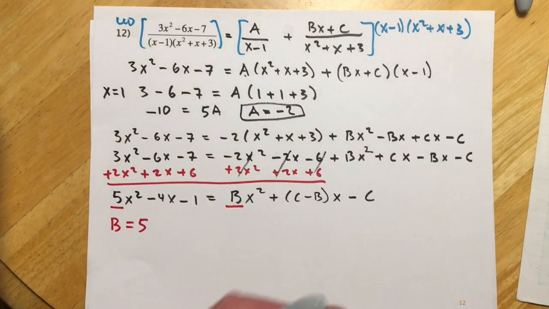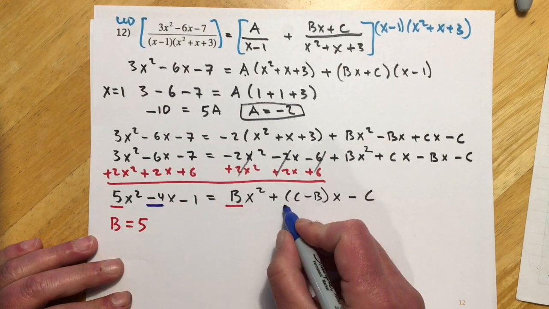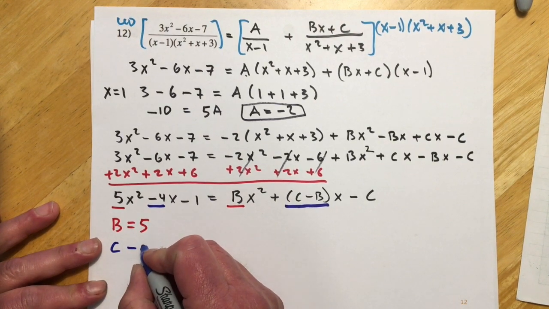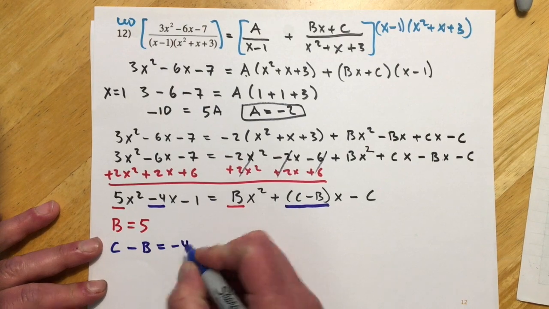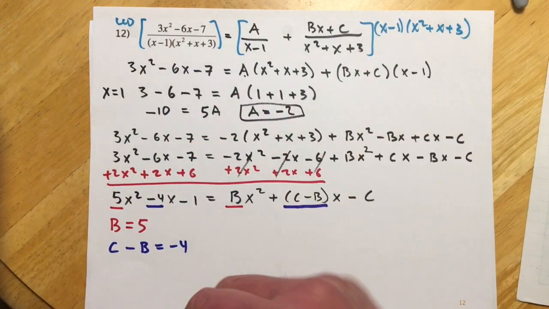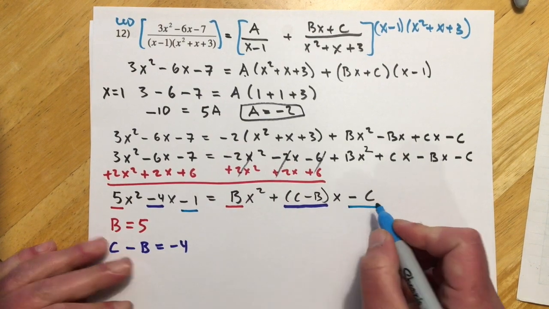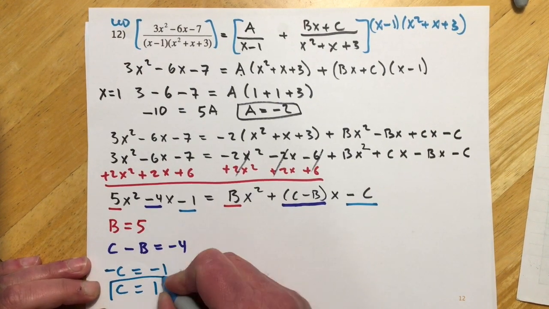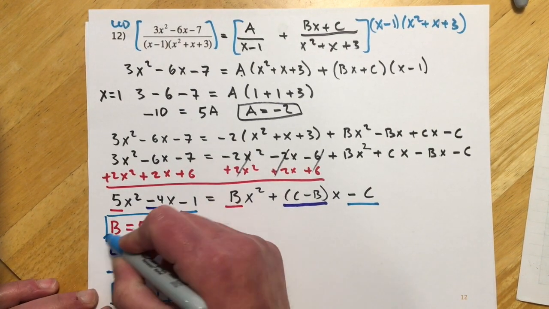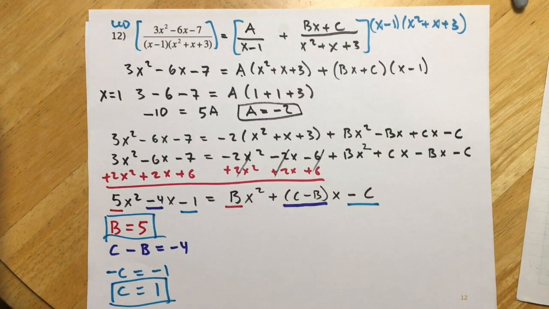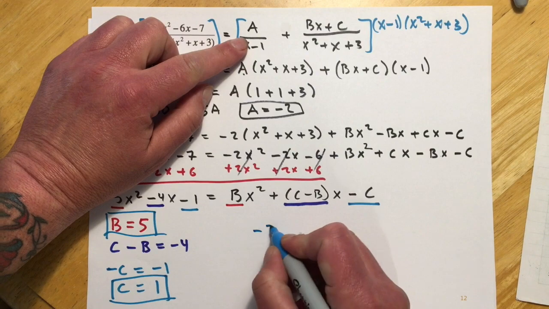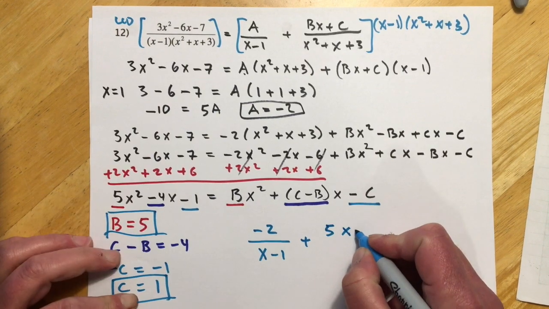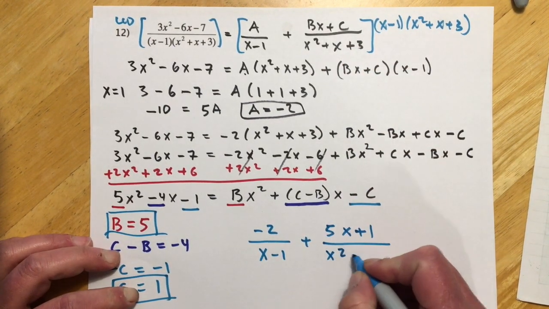Right here I have negative 4 equals C minus B, so not quite as good, but still pretty good. C minus B equals negative 4, but I don't really have to care about that one because right down here I have negative 1 equals negative C. So negative C equals negative 1, so C equals 1. So I can get that right there, and there's B. And so my answer would be, let's see, A was negative 2, over x minus 1, and B is 5x, and this is plus 1 over the trinomial.